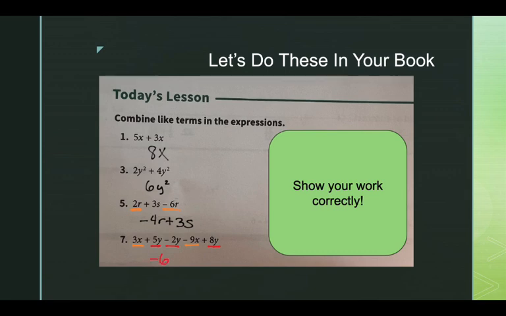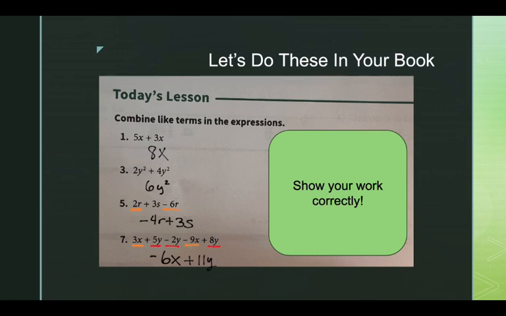Negative 6x. Is that true? Yes. Okay, what about the y's? I have 5 minus 2, which is 3. Then I add 8. 11y. Plus or minus? Plus. Negative 6x plus 11y. And you're done now. Okay?